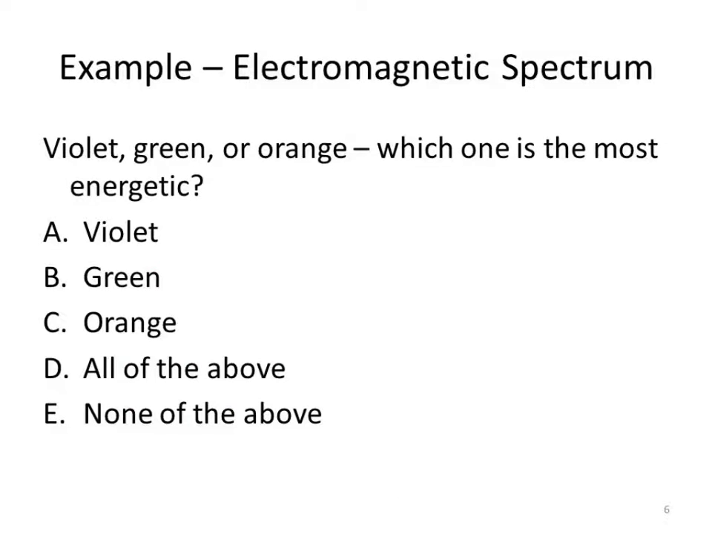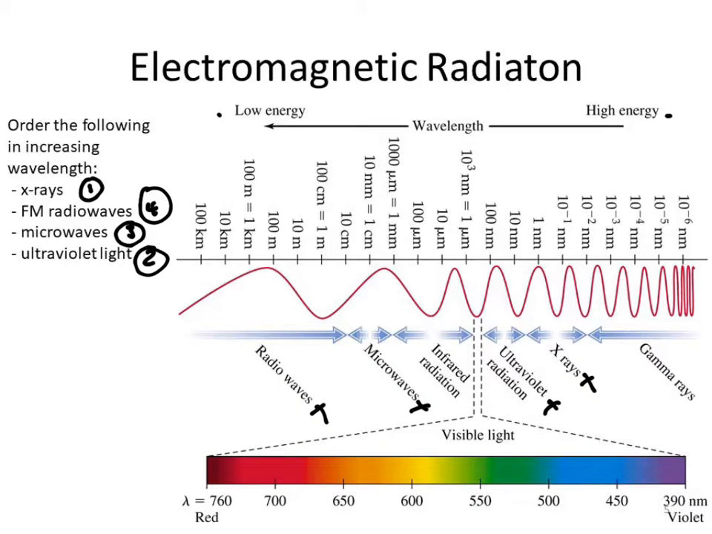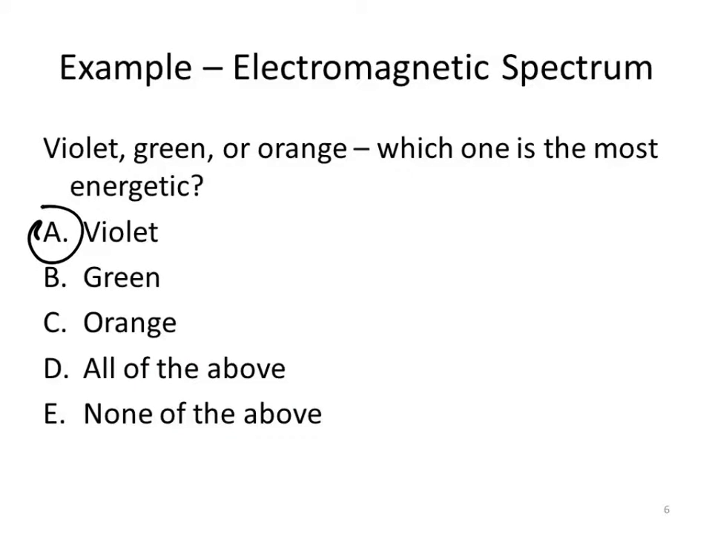And this one, violet, green, or orange, which one is the most energetic? Well, if we go back over here, high energy, low wavelength. So again, we're looking at violet, green, or orange. So here's violet, here's green, and here's orange. So which one is the most energetic? Well, that's going to be violet. So shorter wavelength, higher energy. Okay, so that is the electromagnetic spectrum.